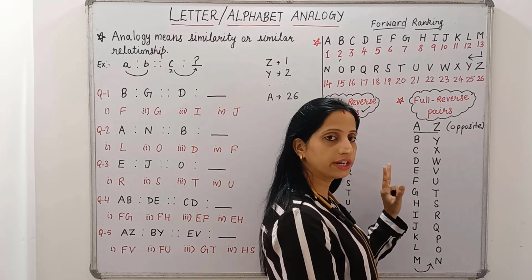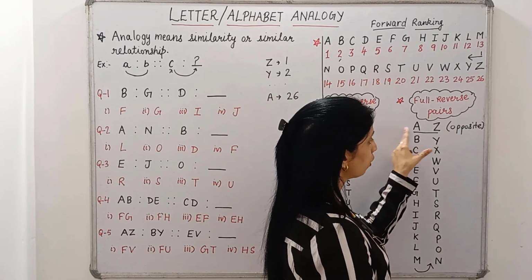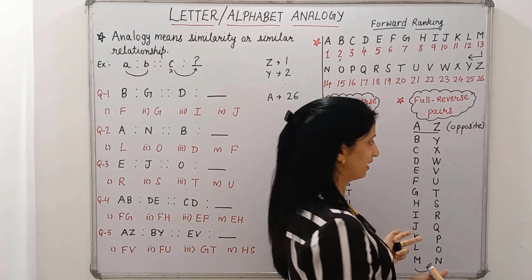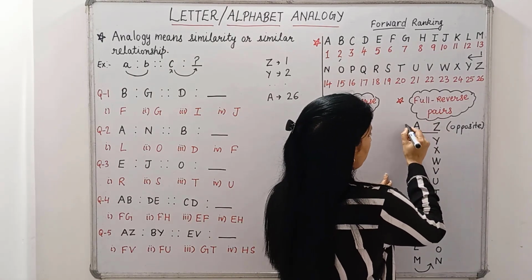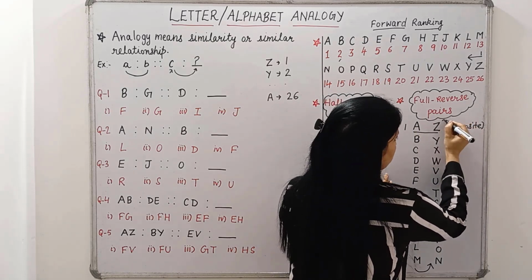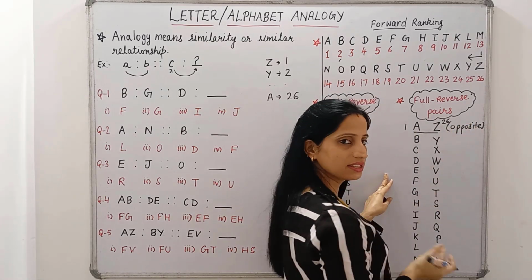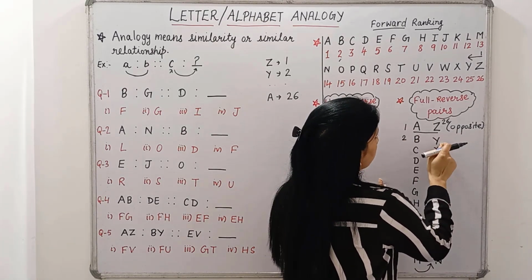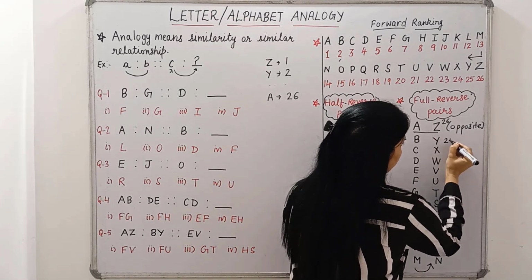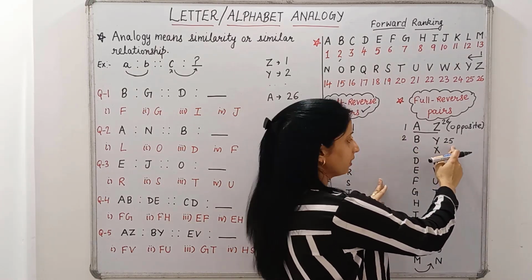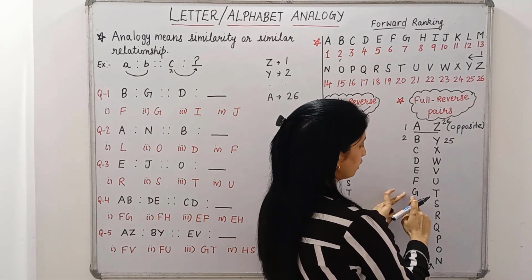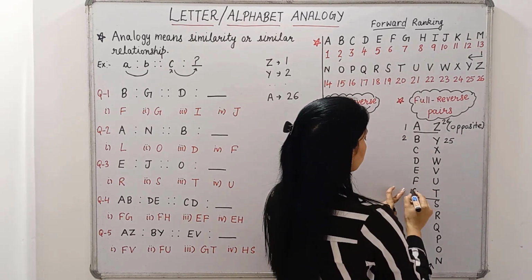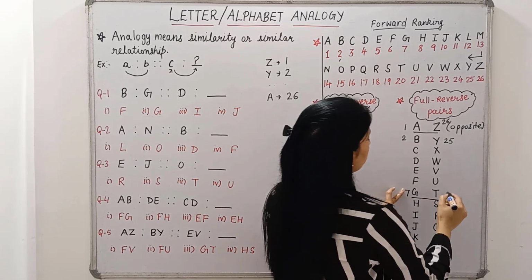Okay. In full reverse pairs, the sum of the place values of opposite letters will always be 27. Like the place value of A is 1 and the place value of Z is 26. So 1 plus 26 is 27. Similarly, the place value of B is 2 and the place value of Y is 25. So 2 plus 25 is again 27, or you can check for any pair. G, T, let's check this pair. The place value of G is 7 and the place value of T is 20.